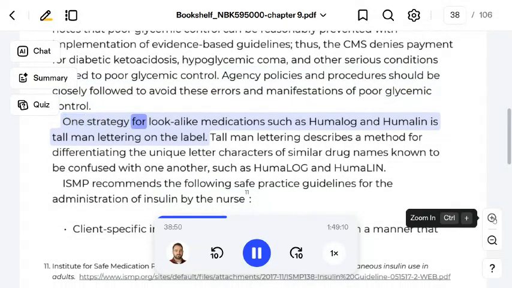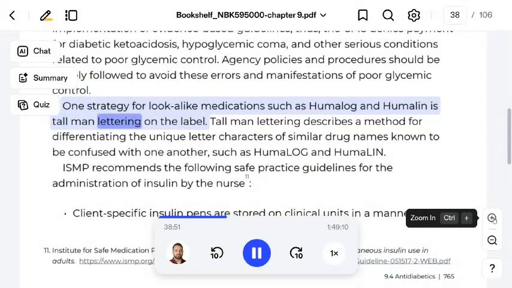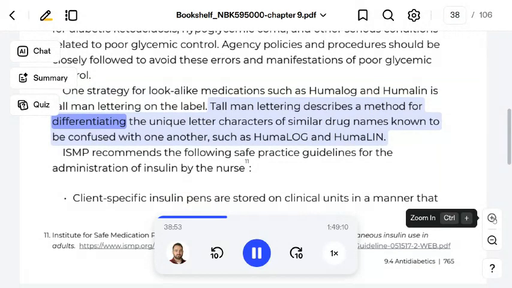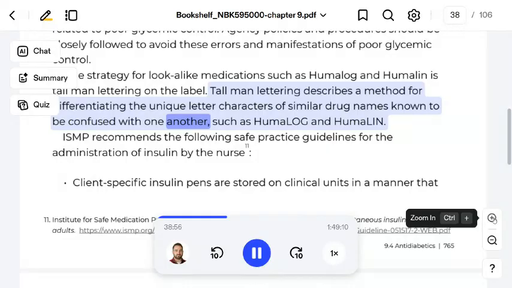One strategy for look-alike medications such as Humalog and Humulin is tall man lettering on the label. Tall man lettering describes a method for differentiating the unique letter characters of similar drug names known to be confused with one another, such as Humalog and Humulin.